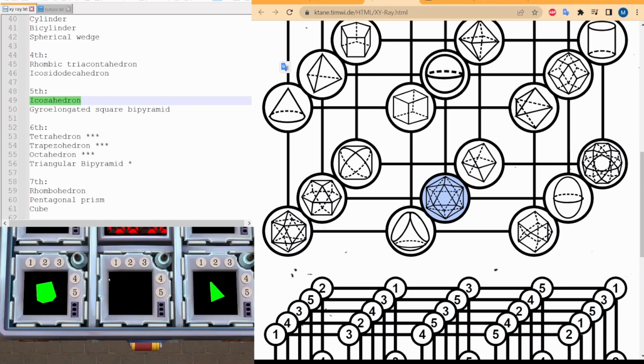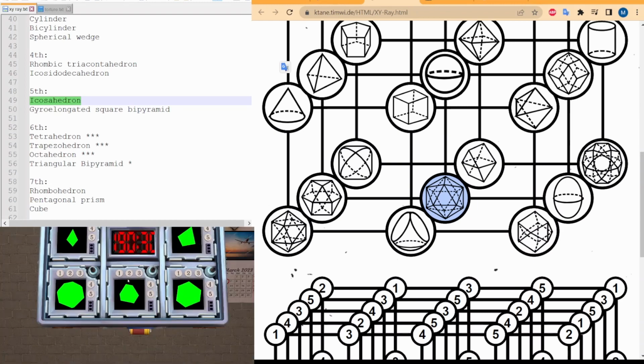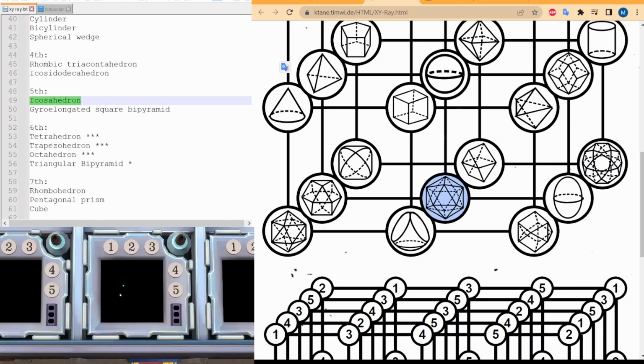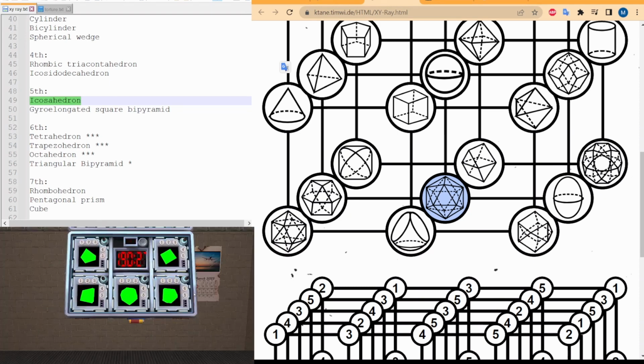Okay, I guess that's enough. You could confirm that every other vertex has 5 connections if you want. Yeah, that's it for this group.